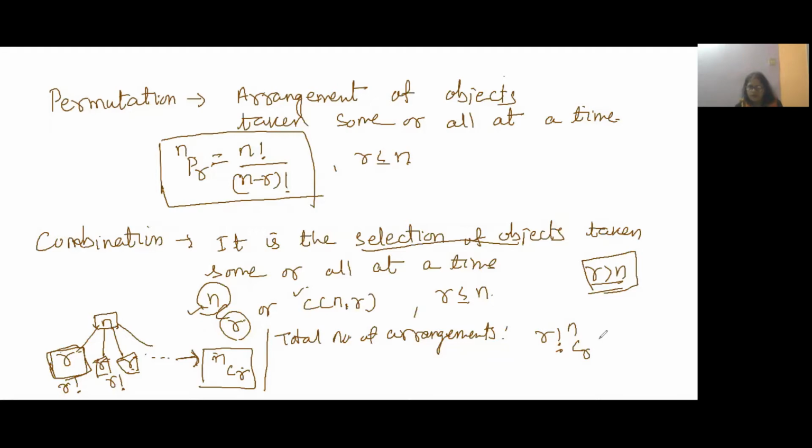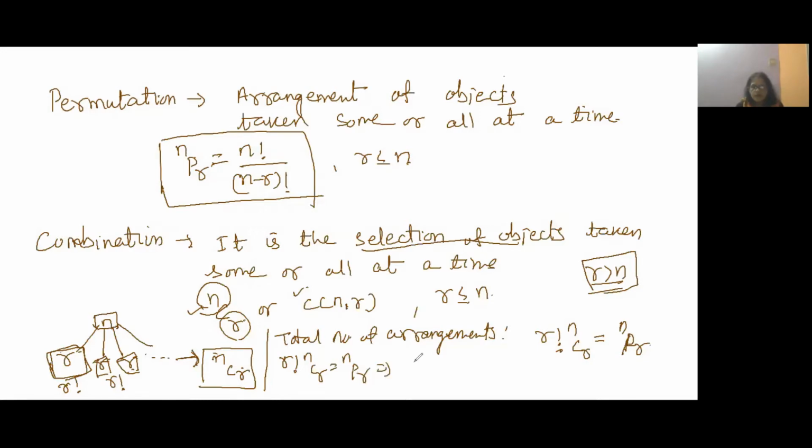Now, if we say there are n objects, arrange n objects taken r at a time. It means arranging n objects in r places, that is nPr. So here r factorial into nCr equals nPr. So we can conclude here that r factorial into nCr equals nPr.